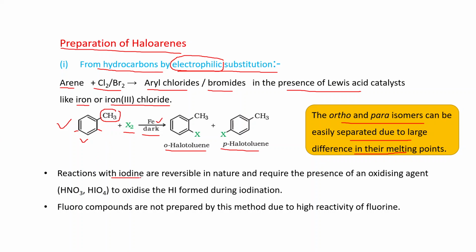Reaction with iodine. Reactions with iodine are reversible in nature and require the presence of an oxidizing agent like HNO3 or HIO4 to oxidize the HI formed during iodination. In this reaction, if we use I2, one of the products is HI, and this HI has to be converted into I2 by using the oxidizing agent. Otherwise, this reaction will go in the backward direction. Fluoro compounds are not prepared by this method due to the high reactivity of fluorine.